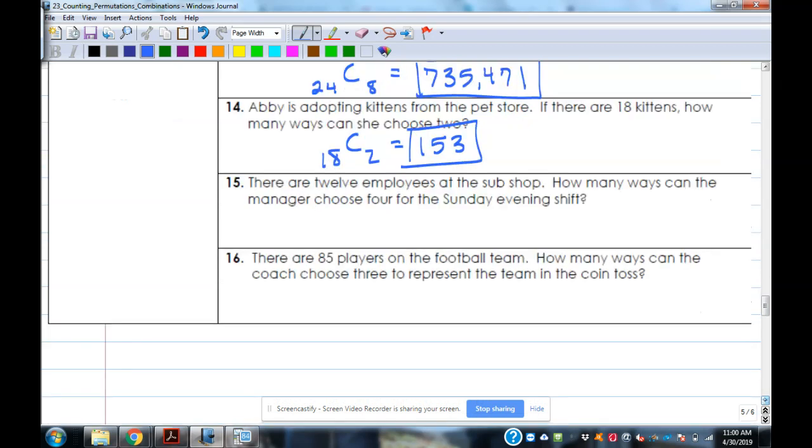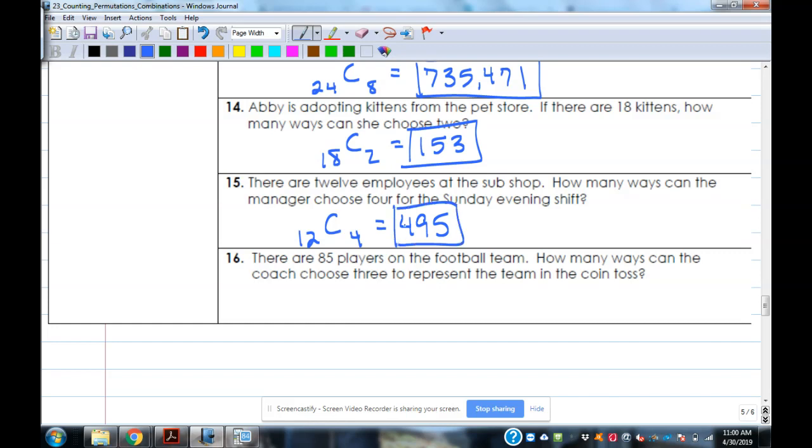Number 15, there are 12 employees at the sub shop. How many ways can the manager choose 4 for the Sunday evening shift? Notice it's not one of them is a manager and the other 3 are underneath there. It's just choosing 4 people to work. So 12 choose 4. 495 if you type that into your calculator.